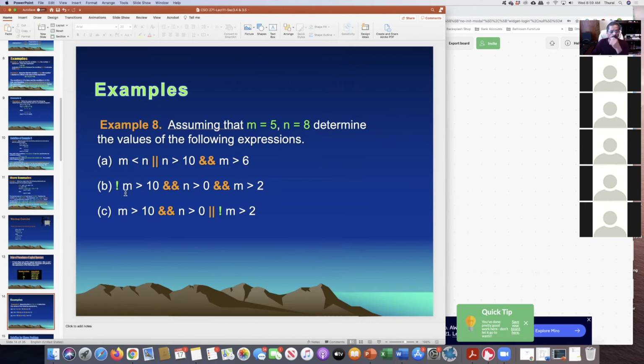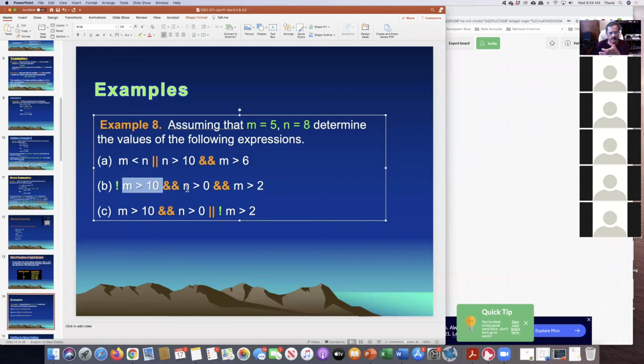Now I said the not operator will be done first, but only after evaluating all the conditions. The conditions are evaluated first, of course. So m greater than 10 and n greater than 0, m greater than 2, they will be evaluated. They will become true, false. After that, not will be done before and or, unless you have parentheses. There are no parentheses here anyway.